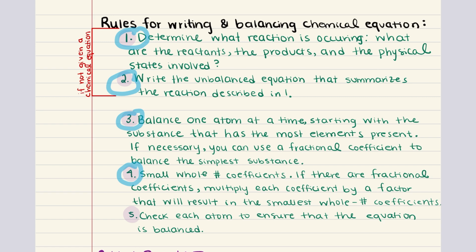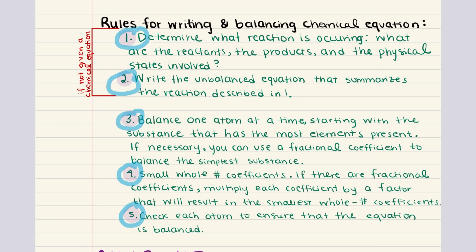So if fractional coefficients are present, you're going to multiply all the coefficients by a factor that ensures they are whole numbers. And then your last and final step is to confirm that the number of atoms for each element and the total mass are conserved on both sides of the equation.